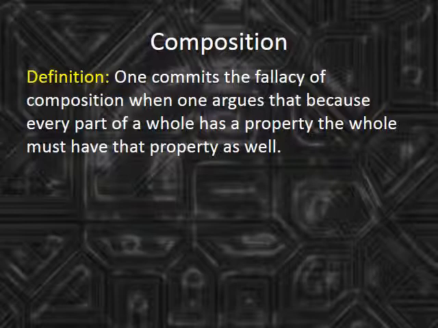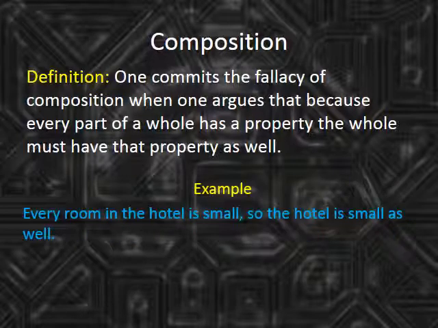Composition. The fallacy of composition occurs when one argues that because every part of a whole has a property, the whole itself must have that property as well. For example, suppose somebody argued that since every room in a hotel was small, the hotel itself had to be small. This does not follow. The hotel might be huge with thousands of very small rooms.